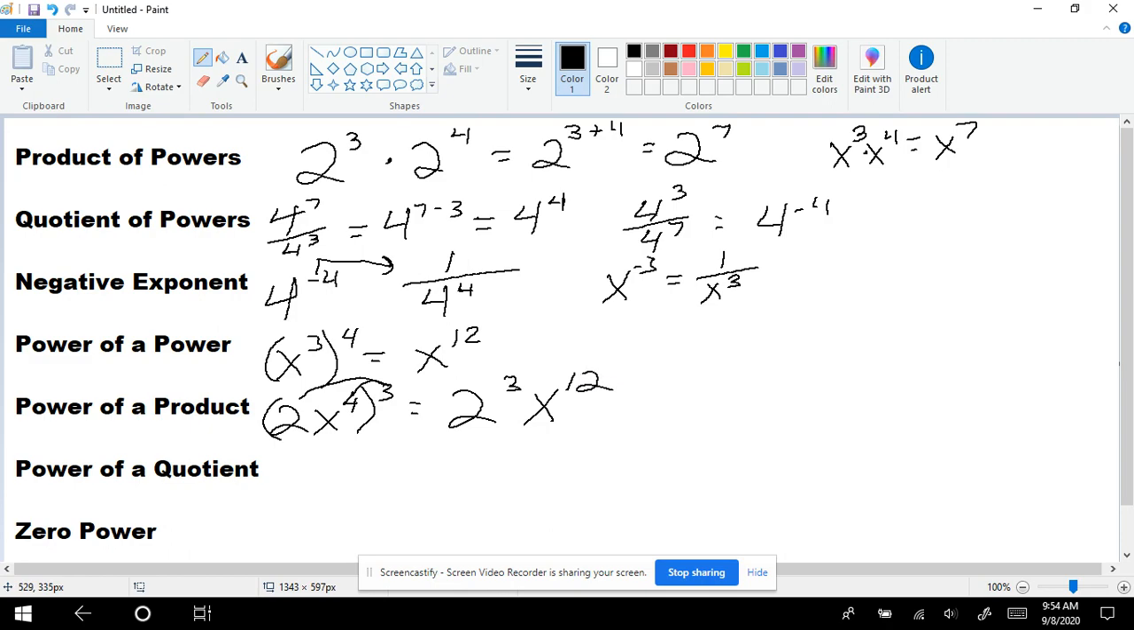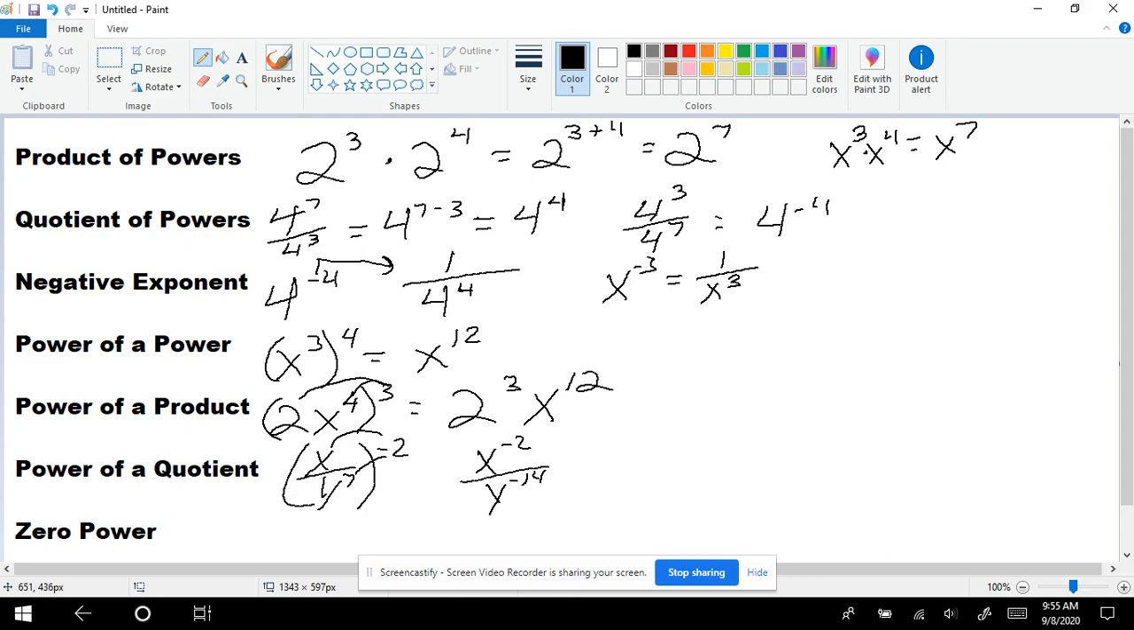Similar to with power of a quotient, say we have x over y to the 7th, all to the negative second. We will distribute that negative 2 to that 1 and the negative 2 to that 7. So we'd get x to the negative second over y to the negative 14th.